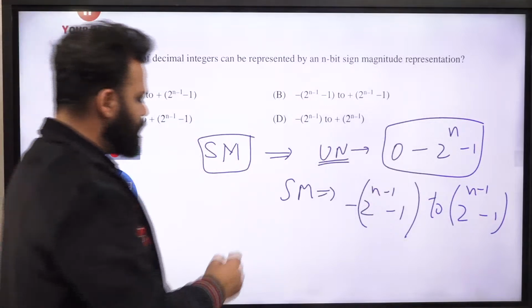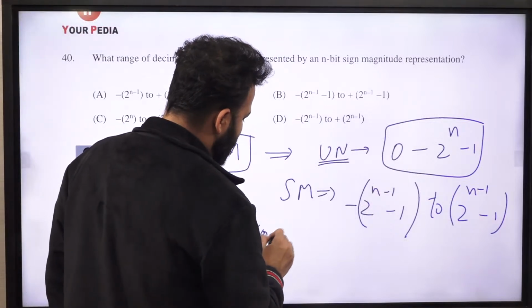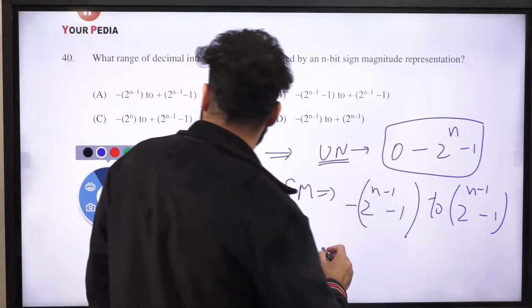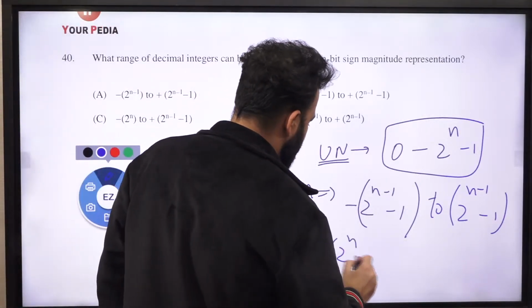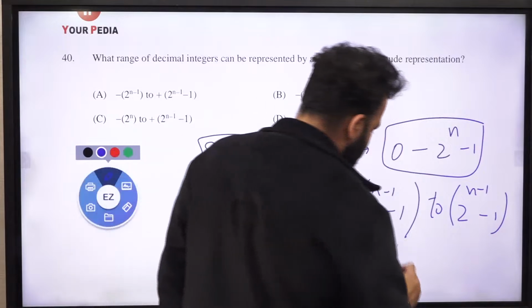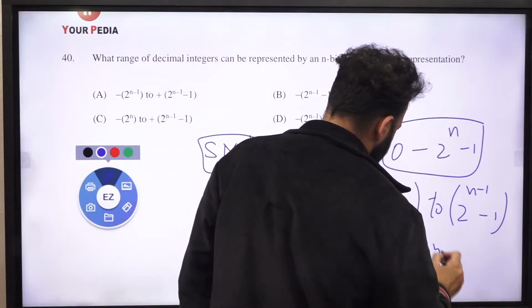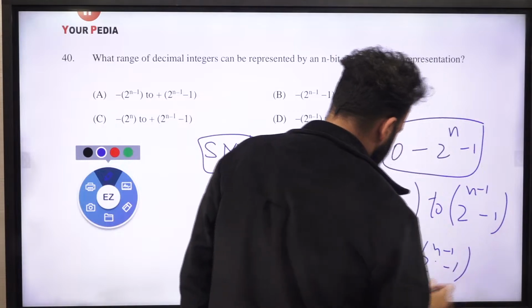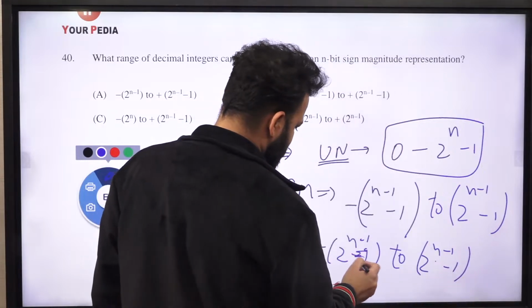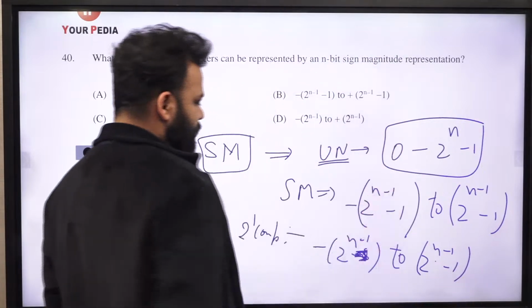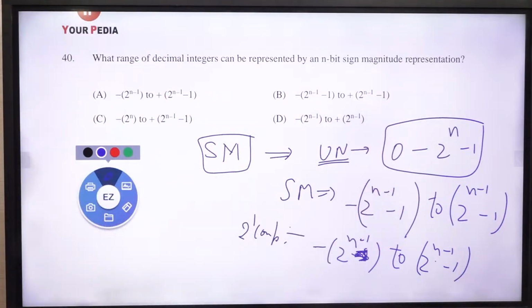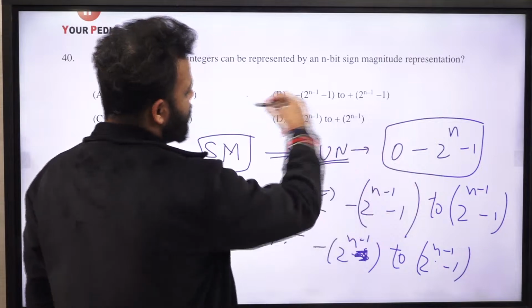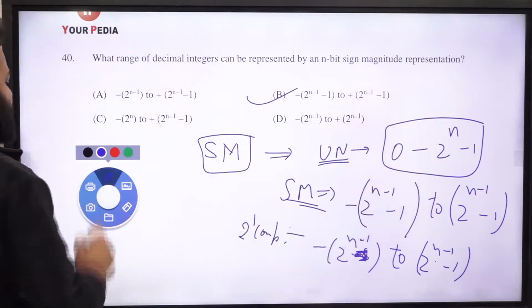up to 2 raised to power n minus 1 minus 1. For 2's complement, what is it? If anyone can tell me. For 2's complement, it is minus 2 raised to power n minus 1 to 2 raised to power n minus 1 minus 1. I guess we do not have this here. Yes. So the correct option for SM will be minus 2 raised to power n minus 1 to 2 raised to power n minus 1 minus 1. Option B.